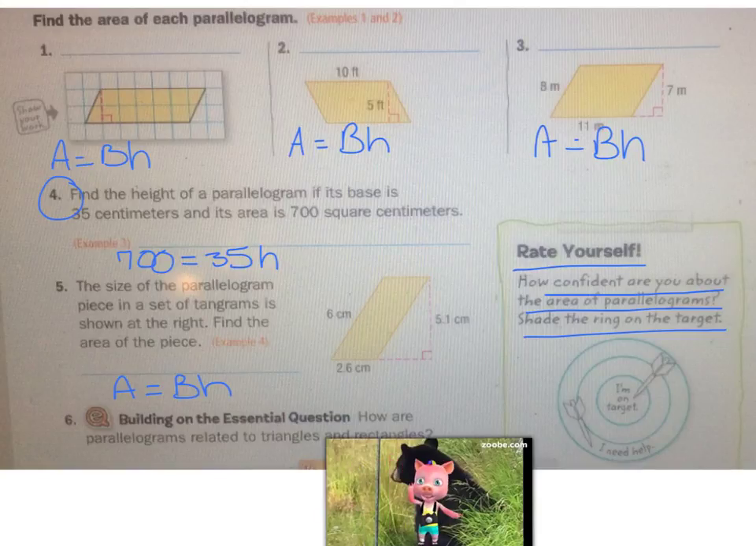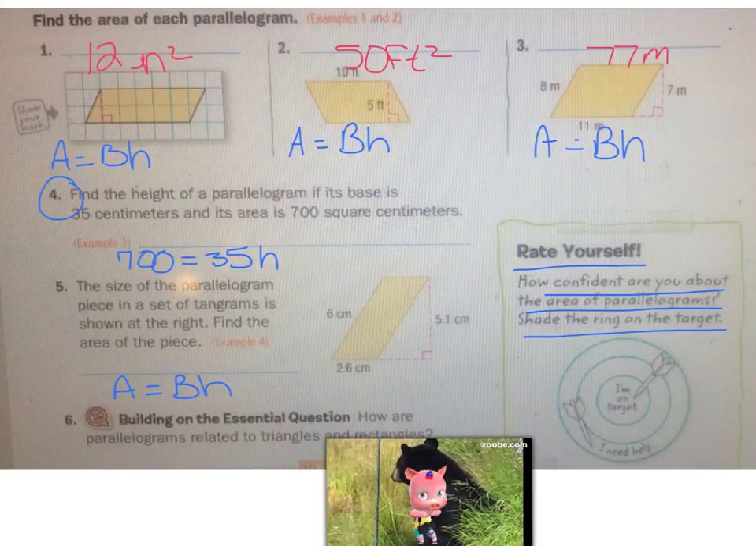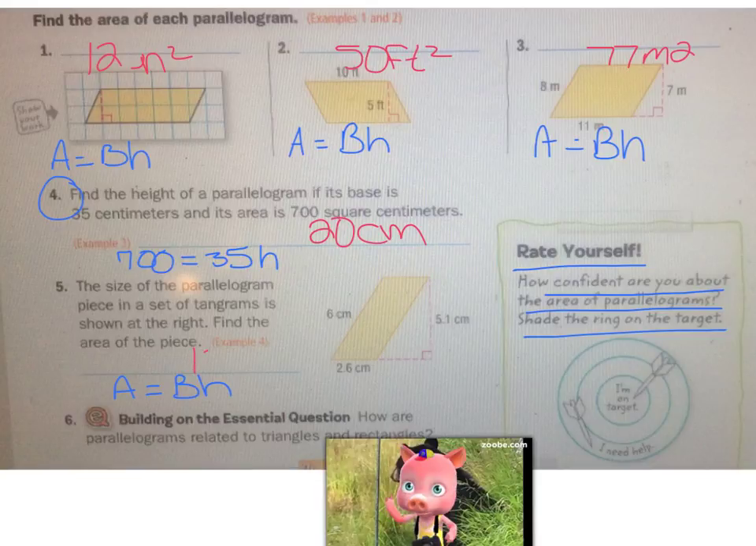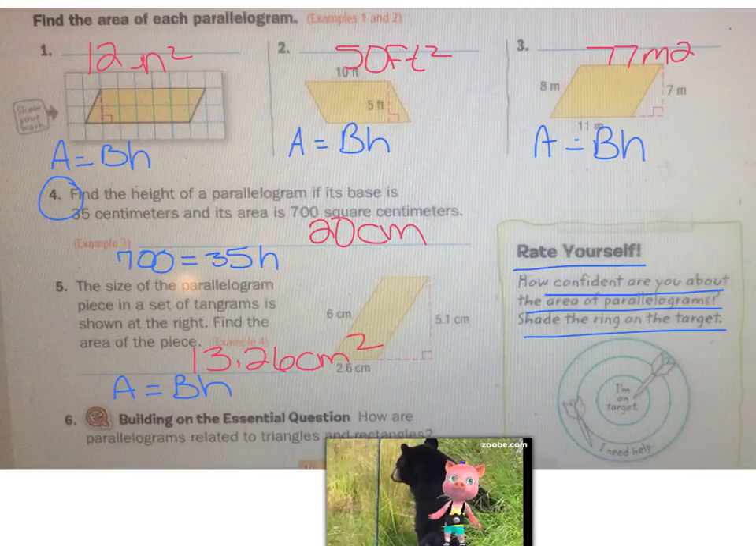There's another bear. The answer to number 1 is 12 units squared. The answer to number 2 is 50 feet squared. For number 3, it's 77 meters squared. Number 4 is 20 centimeters. Number 5 is 13.26 centimeters squared. And for number 6, you could have said something like parallelograms can be decomposed into triangles or composed into rectangles. You can find the area of parallelograms.